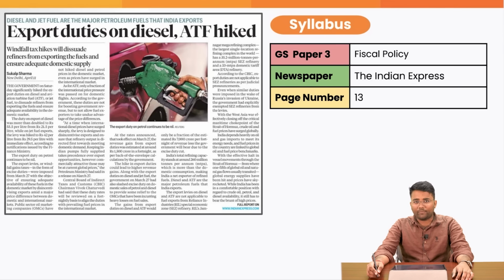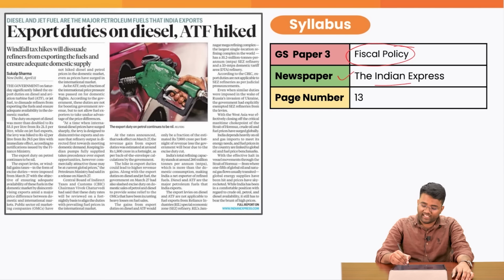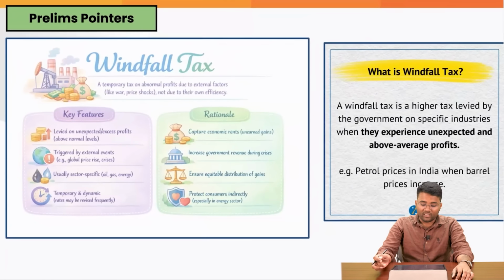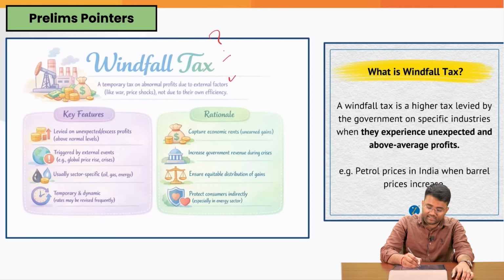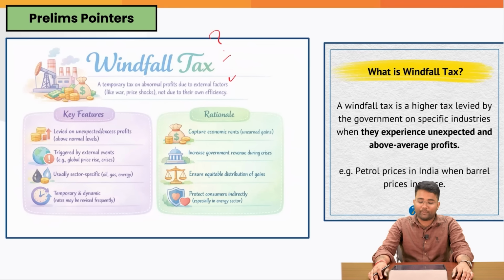Moving towards our next topic, that is Windfall Tax, which is related to GS Paper 3, fiscal policy, and this has appeared in today's The Indian Express, page number 13. So what is Windfall Tax? This is a temporary tax on abnormal profits due to external factors, for example war or price shocks, but not due to their own efficiency.